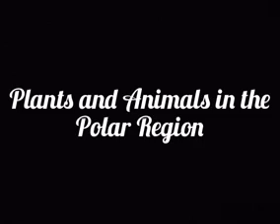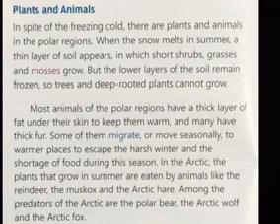Now, plants and animals in polar regions. Okay? In spite of the freezing cold, there are plants and animals in the polar regions. Seriously, class, imagine this polar region is so cold, yet plants and animals are found here. When the snow melts in summer, a thin layer of soil appears in which short shrubs, grasses, and mosses grow. But the lower layers of the soil remain frozen, so trees and deep-rooted plants cannot grow.